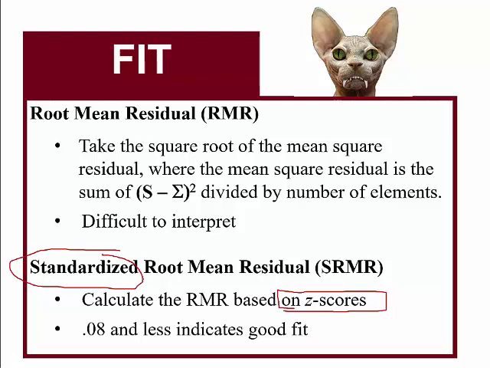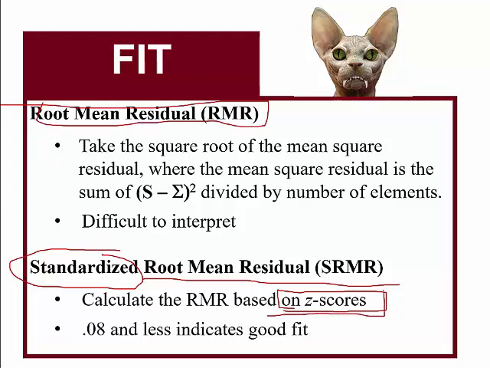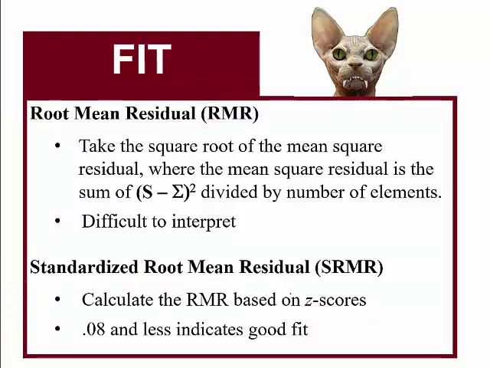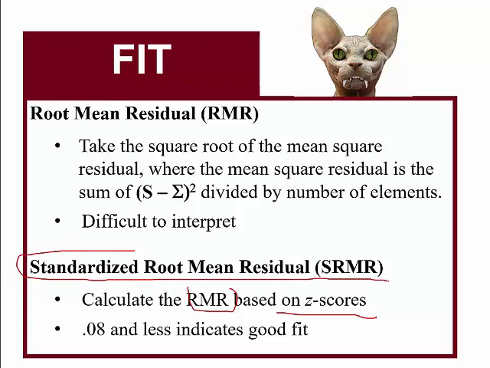So the standardized root mean residual is simply the root mean residual that we would get if everything is turned to z-scores, which actually we've been assuming all along. So we're just going to assume that again here. If we turn everything to z-scores prior to analysis and calculate the root mean residual based on z-scores, that gives us the standardized root mean residual.